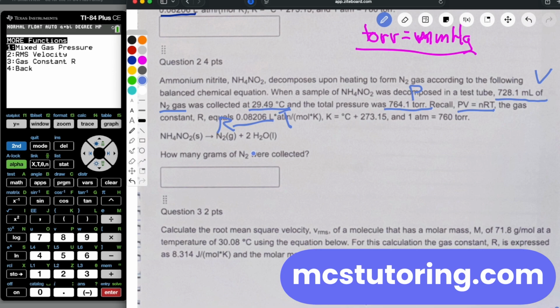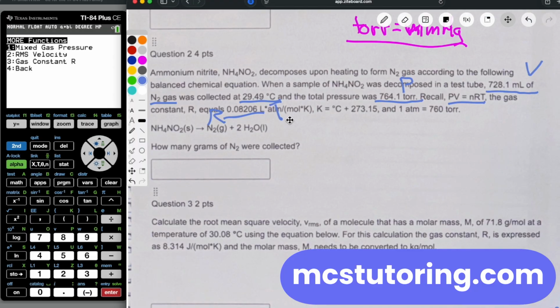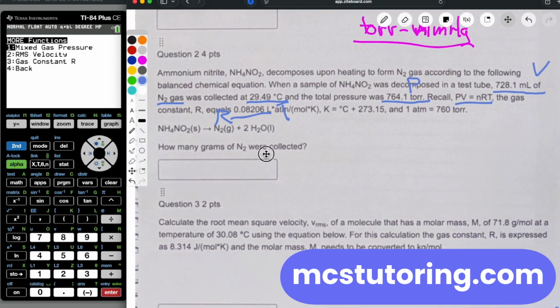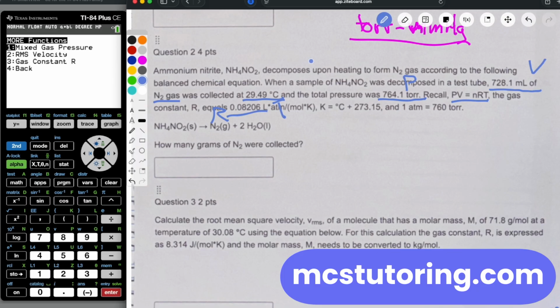How many grams of N2 were collected? So here's the nasty thing, right? We're going to be able to find the number of moles, and then we've got to convert to grams. So we have to do a conversion outside of all this. Actually, we have to do conversions inside of this as well.